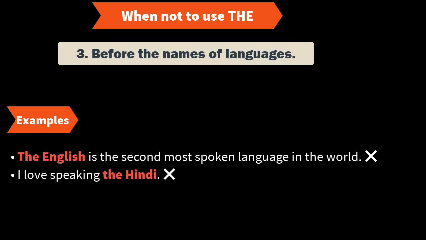Next rule. We do not use the before the names of languages. So I can't say the English is the most spoken language in the world. Can't say that. English is the second most spoken language in the world, not the English. I can't say I love speaking the Hindi. I love speaking Hindi. Okay? So we cannot use the before the names of languages.